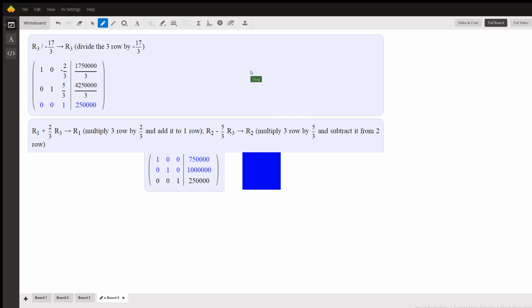Hope that helped. And of course, you can use a TI-83 or 84 to do similar. I can't remember what it is, but there's a function that does Gaussian elimination on your graphing calculator too.